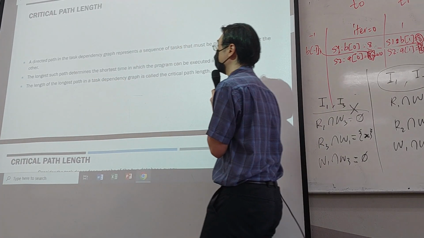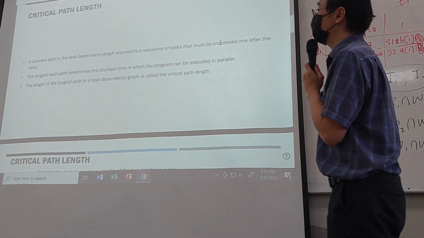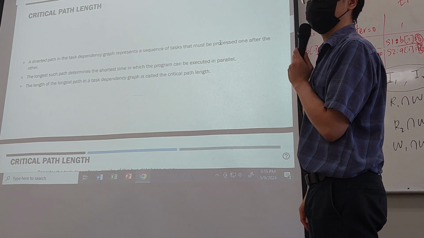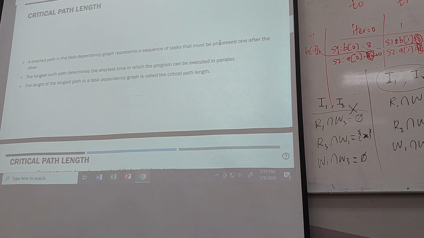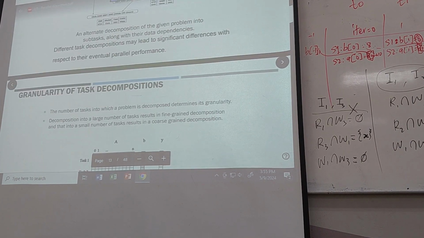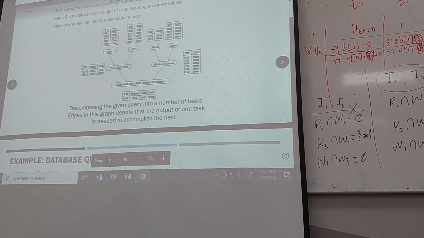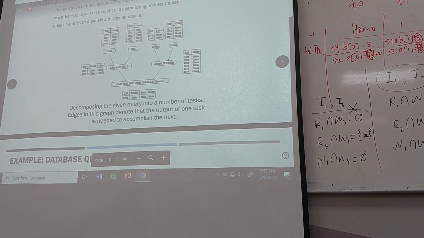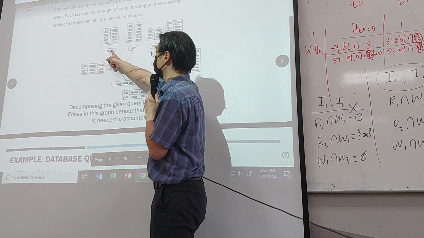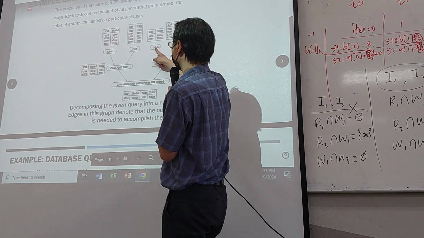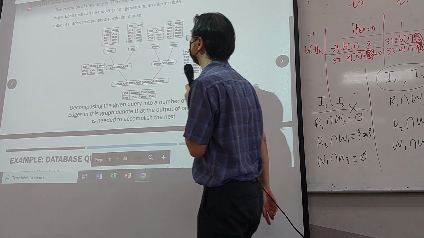Which one is the longest? It determines the shortest time that the program can take to solve the problem. Let's have a look at this example here. Suppose each one of them takes 10 minutes of time to execute. 10 minutes, 10 minutes, 10 minutes. This also says 10 minutes.